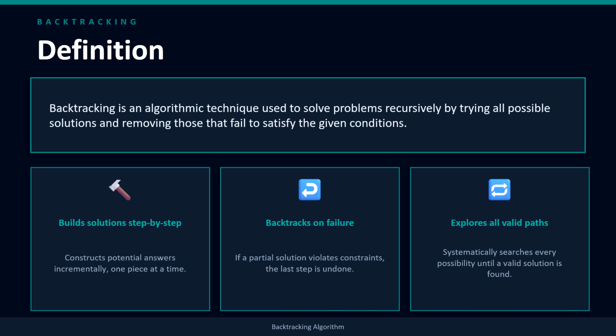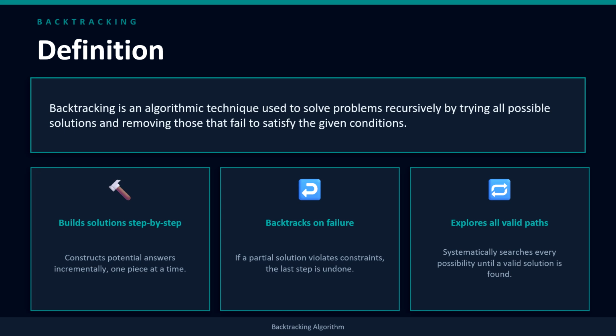Backtracking is an algorithmic technique used to solve problems recursively by trying all possible solutions. It builds solutions step by step, and if a solution fails, it goes back and tries another path. So basically, it follows the idea: try, check, and backtrack if needed.